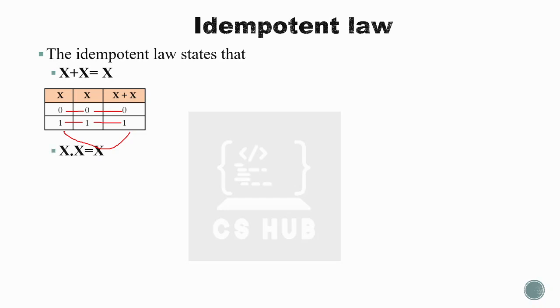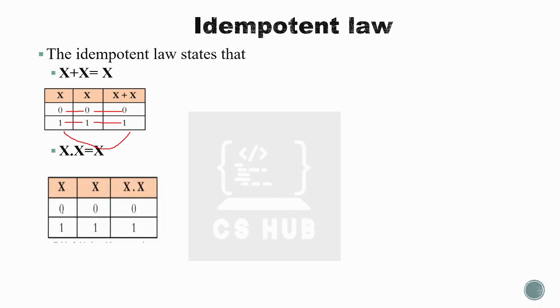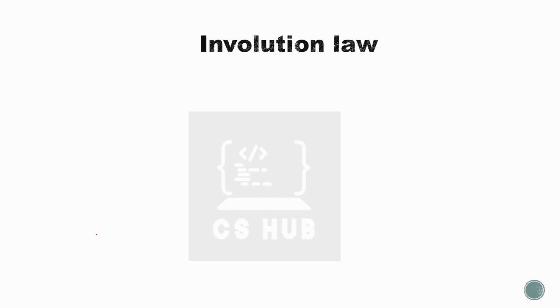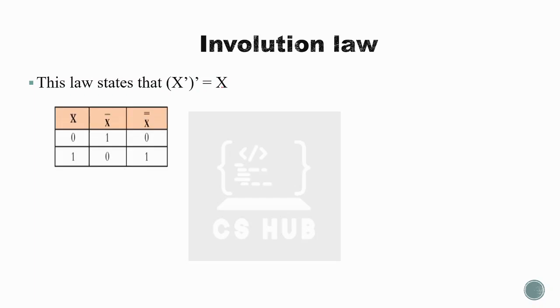Idempotent law, next category, x into x equal to x. Here also, when we multiply 0 into 0, we will get a 0. 1 into 1, we will get a 1. And x into x is similar to x. This is about the idempotent law. Next, theorem 3, involution law. The involution law is a simple one, and it states that x complement, all complement, is equal to x. When we take the double complement, we will get the same variable.